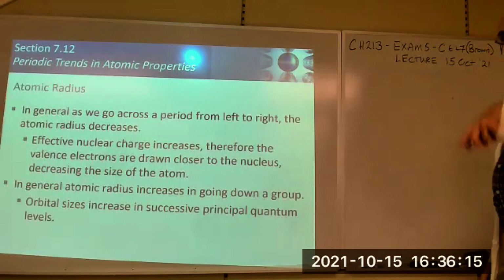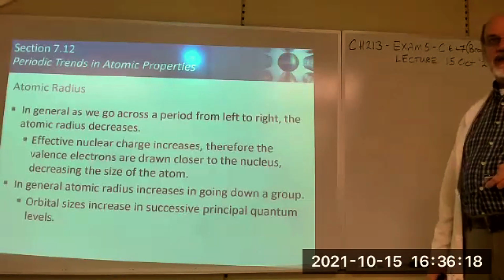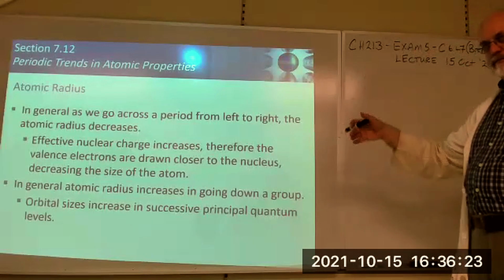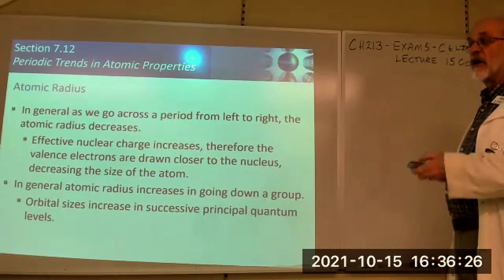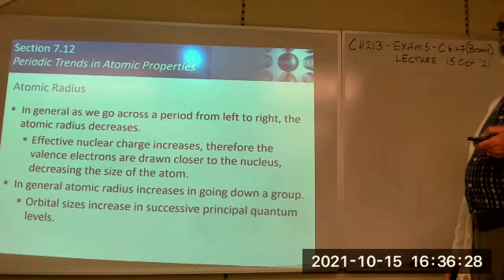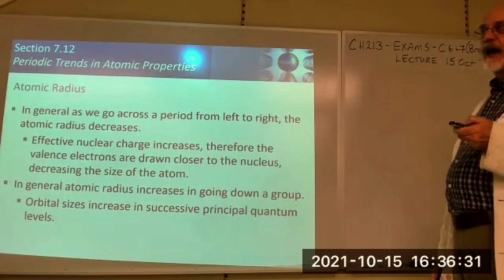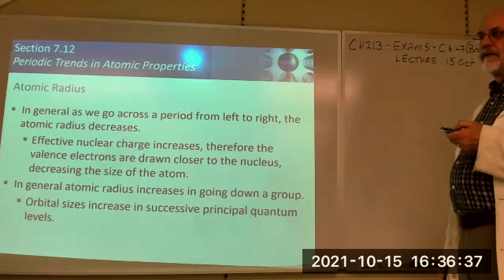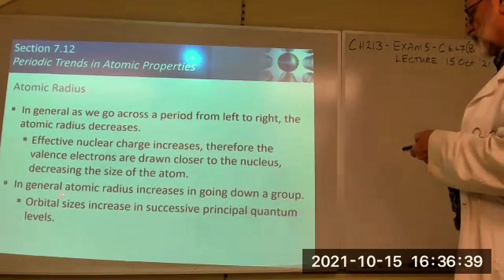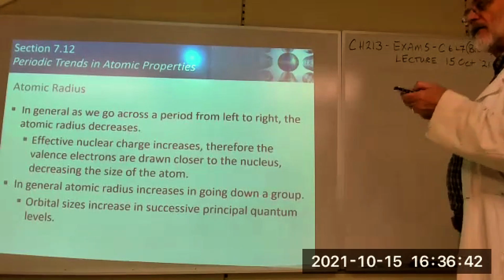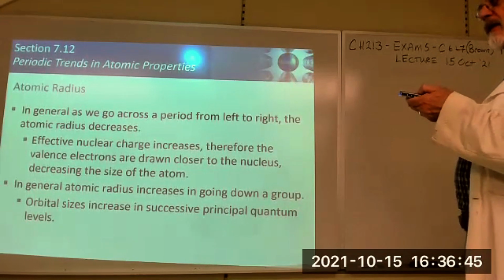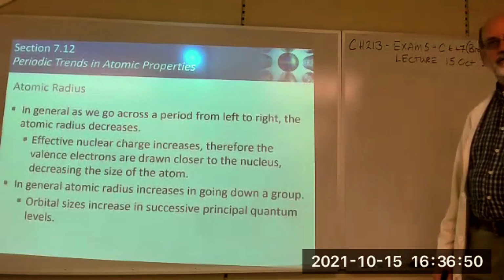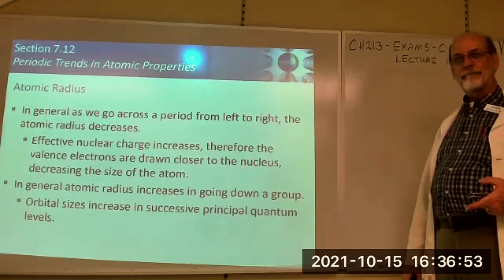As you go down in a group, you're increasing the size of the atom. And that's simply a consequence of adding energy levels. Okay. So the atom shrinks from bottom to top, and from left to right. But in general, atomic radius increases in going down a group. Yeah, they're bigger down here and smaller up there. So from lower left to upper right, you decrease the radius. Okay?